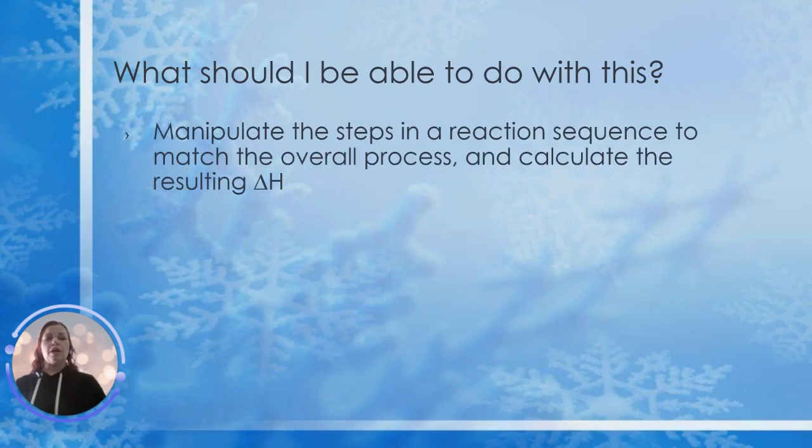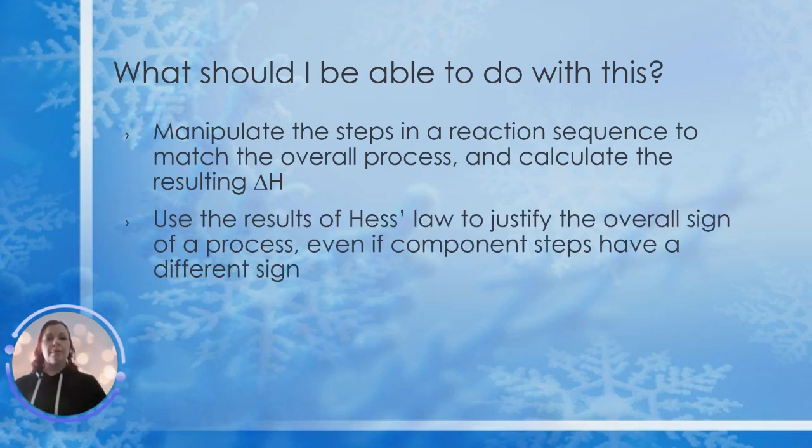Okay, so what should I be able to do with this? First of all, manipulate the steps in a reaction sequence to match the overall process and calculate the resulting delta H. Remember that if we inverse the reaction, we flip the sign. If we multiply the reaction by a value, we would also multiply the delta H by that same value. And then all the steps need to sum to give the overall reaction, and then you correspondingly sum the delta H values. And then use the results of Hess's law to justify the overall sign of a process, even if the component steps have a different sign. Because remember that once you sum them all together, you might have some endothermic processes that are part of a reaction mechanism, but that mechanism overall could still be exothermic. So it's important to remember that as well.